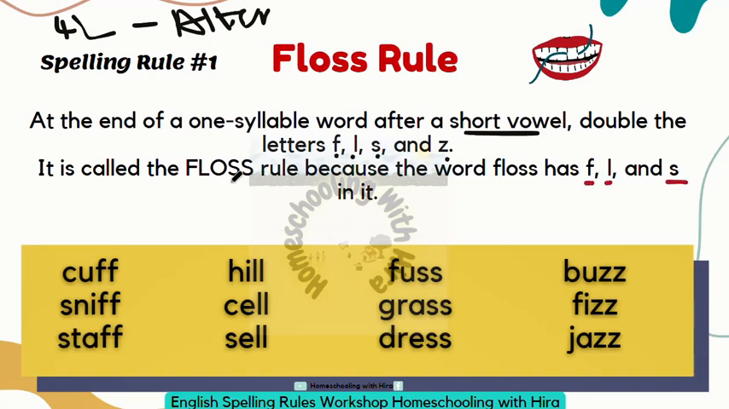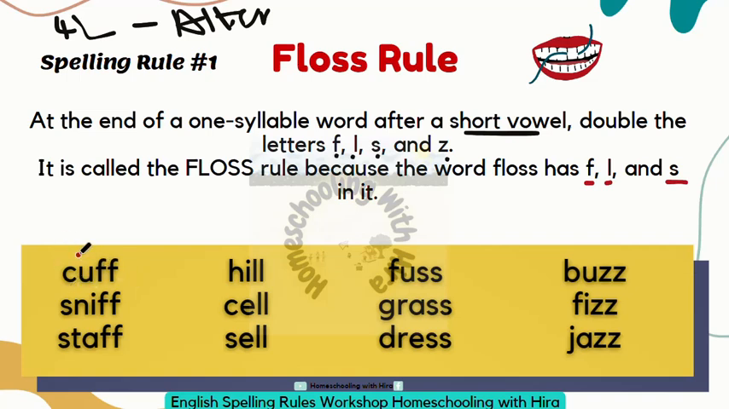Z is an extra word, but yes, we can help kids memorize this with the word floss. So now let's see the examples. We need to have a single syllable word. Single syllable means that it should have only one vowel sound. So look at this, cuff. It's a single syllable word.